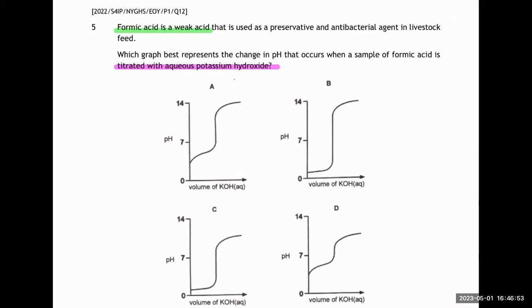Does it make sense? Do you understand that? Another clue we can see is my final pH. Look at that, my final pH. If you know that aqueous sodium hydroxide is a strong base, I should be at 14, versus this one, which is weak.